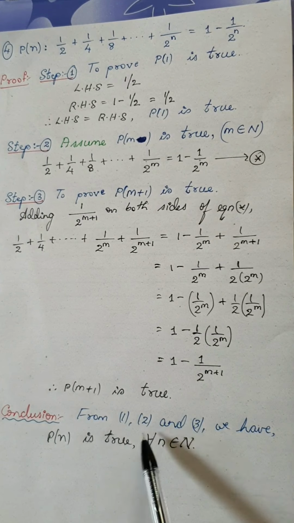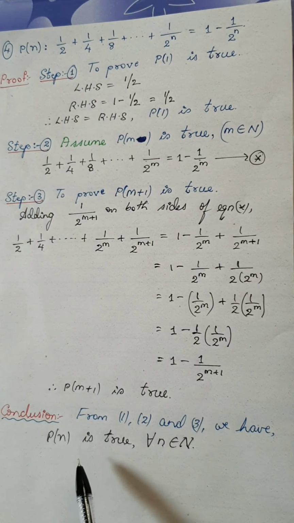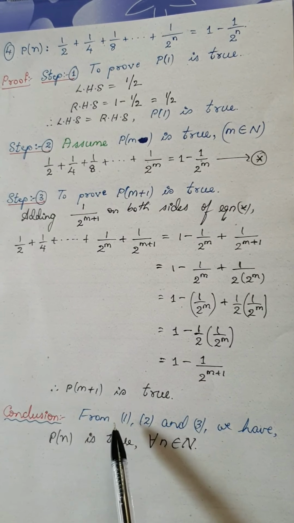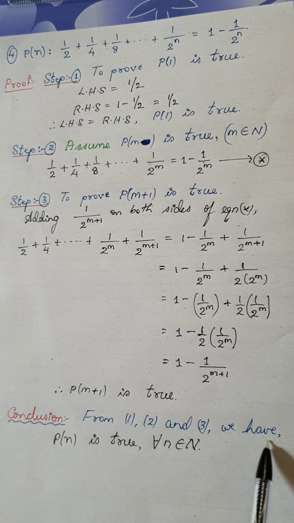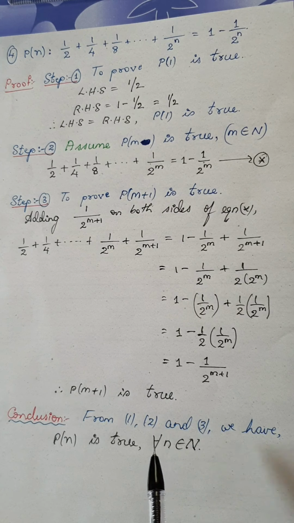So once you have written, the third step is clear, and lastly you are just left with the conclusion. From a general and regular conclusion, from steps 1, 2 and 3 we have P of n is true for all n belonging to N. This will conclude the solution for question number 4. Okay? Hope you don't have any doubts in this.